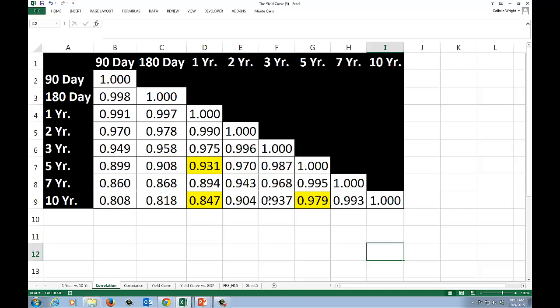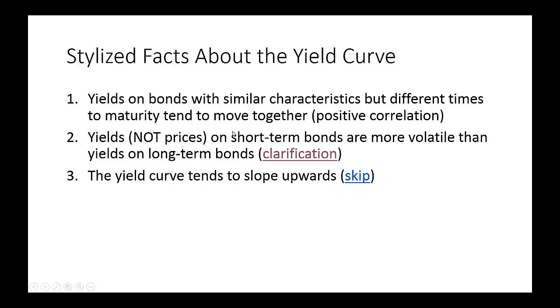Please notice that all of these correlations are approaching one. So we see, in fact, that this stylized fact holds. Yes, indeed, the yields to maturity on bonds with different times to maturity have positive correlation.